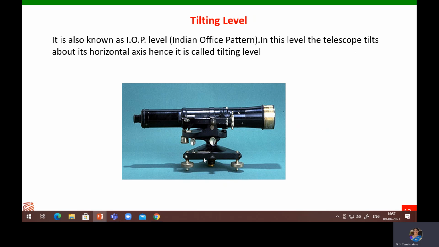Next is the tilting level. The difference between a tilting level and a dumpy level is that an additional screw is provided so that this level can be tilted to a certain extent. The movement restriction is removed from here.